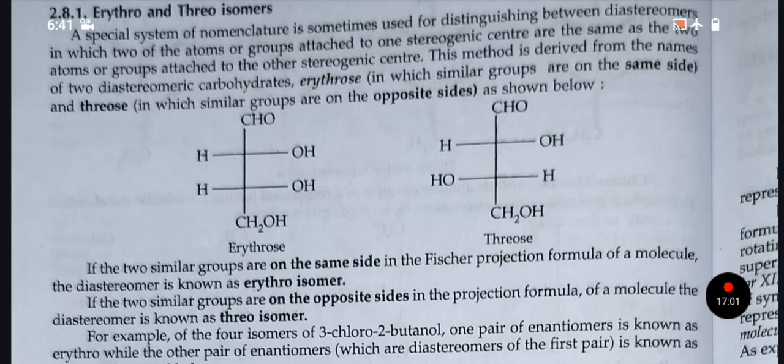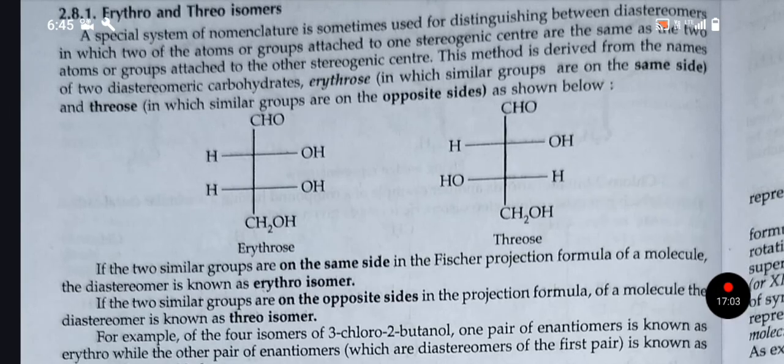Erythro and threo isomers. A special system of nomenclature is sometimes used for distinguishing between diastereomers in which two of the atoms or groups attached to one stereogenic center are the same as the two atoms or groups attached to the other stereogenic center. This method is derived from the names of two diastereomeric carbohydrates, erythrose, in which similar groups are on the same side, and threose, in which similar groups are on the opposite sides, as shown in the figure.